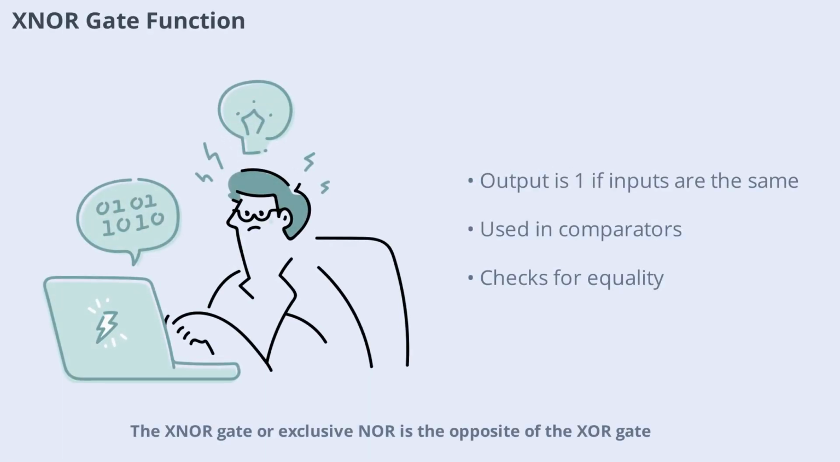XNOR gate, or exclusive NOR, is the opposite of the XOR gate. It outputs a 1 only if its inputs are the same, either all 0 or all 1. This gate is useful in equality checking, where a circuit needs to know if two signals match. For example, XNOR gates are used in digital comparators to verify if two binary numbers are equal. Their ability to check for sameness is vital in many digital systems.